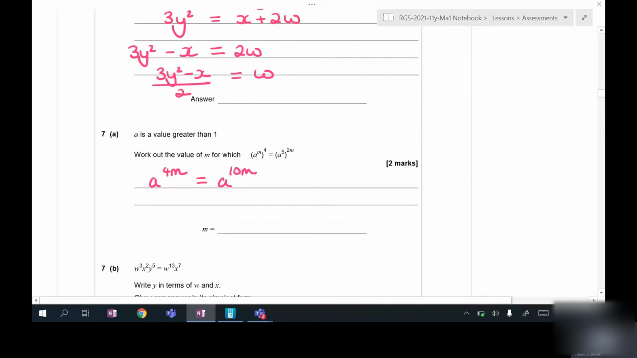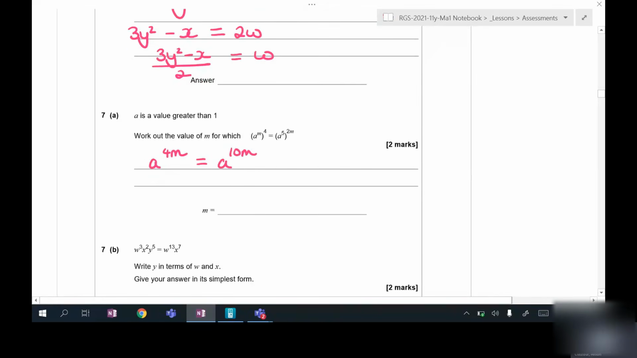A is a number that's greater than 1. We want to find the value for which this is true. So when does 4m equal 10m? If you think about it, that is only true when m is 0.